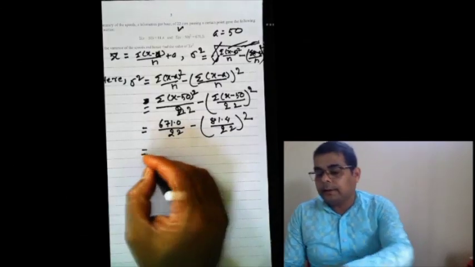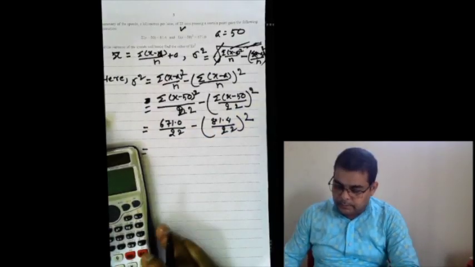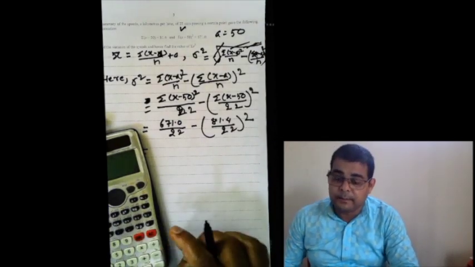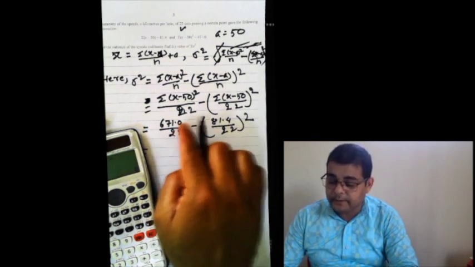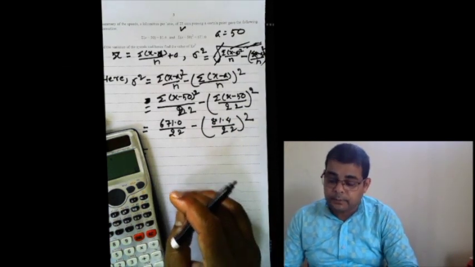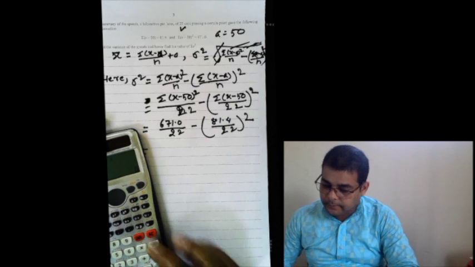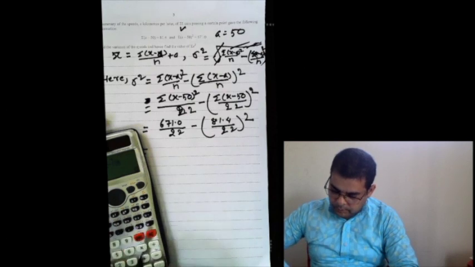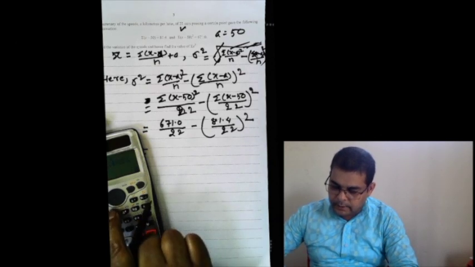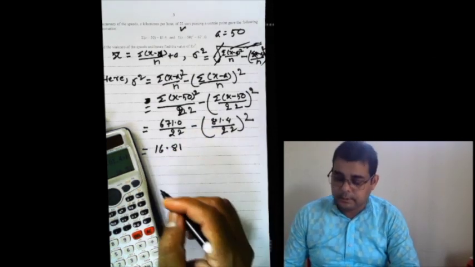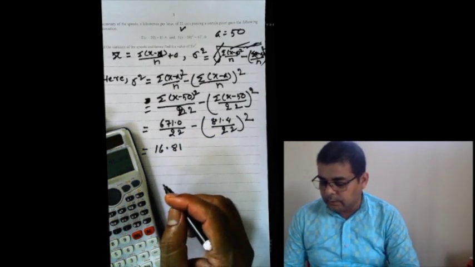And finally we have to take the calculator. Then from the calculator we have 671.0. I need not write 0 in the calculation, but make this a habit because it signifies some figure. We have to make the habit to write how it is given. So it is divided by 22, then minus, open the bracket, this value is 81.4, then divided by 22, close this bracket, then square it, and our answer is 16.81. Okay, so this is our answer, 16.81.